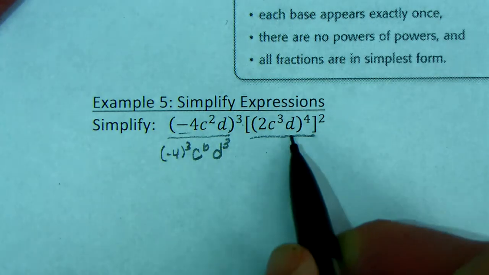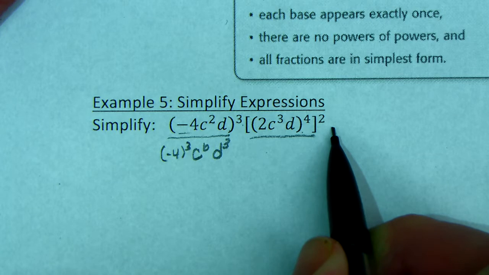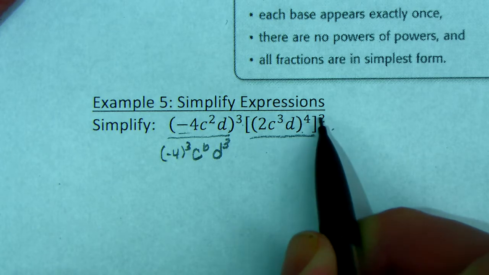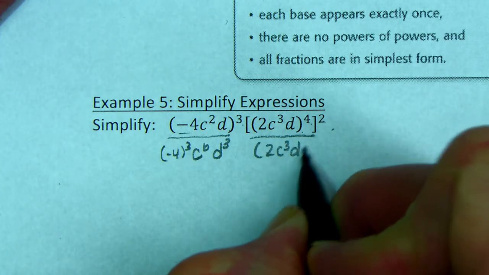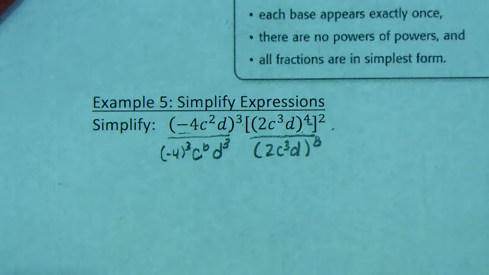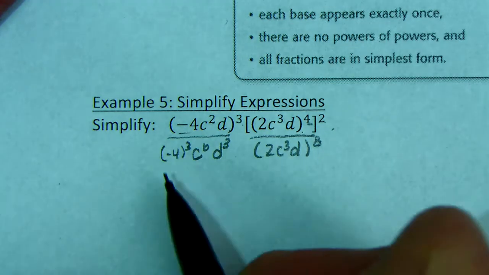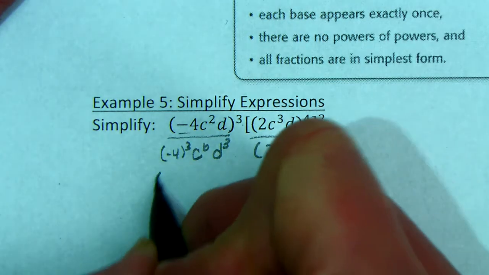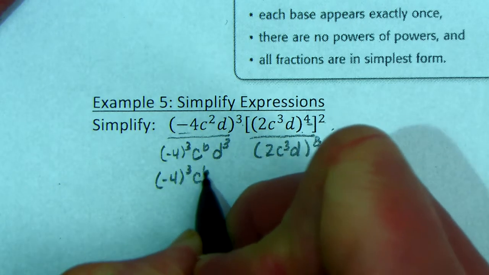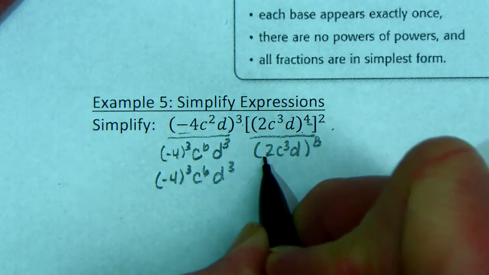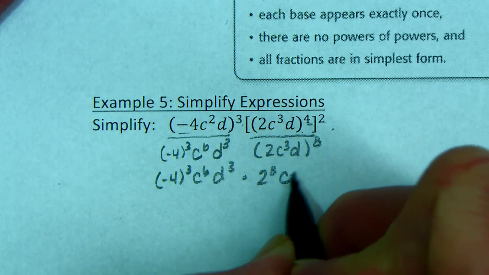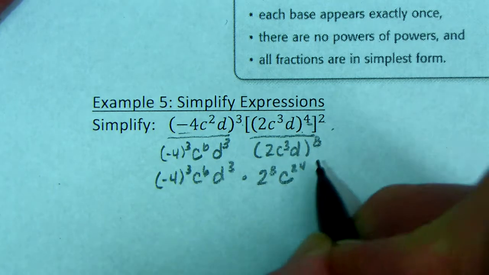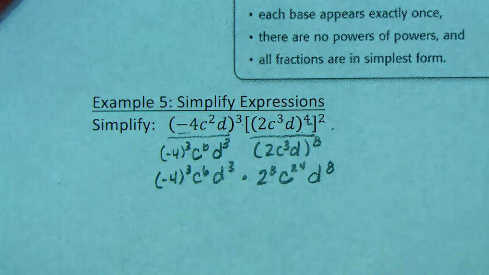All right. Now over here, I got parentheses and brackets. So first thing I'm going to do, I'm just take 2 times 4. So now I still have 2c cubed d, but now it's to the 8th because I took 4 times 2. All right. Over here, now I'm just going to leave this alone, -4 cubed c to the 6th, d to the 3rd, but now I'm going to distribute that. So I got times 2 to the 8th, c to the 24th, because 3 times 8 is 24, and d to the 8th.